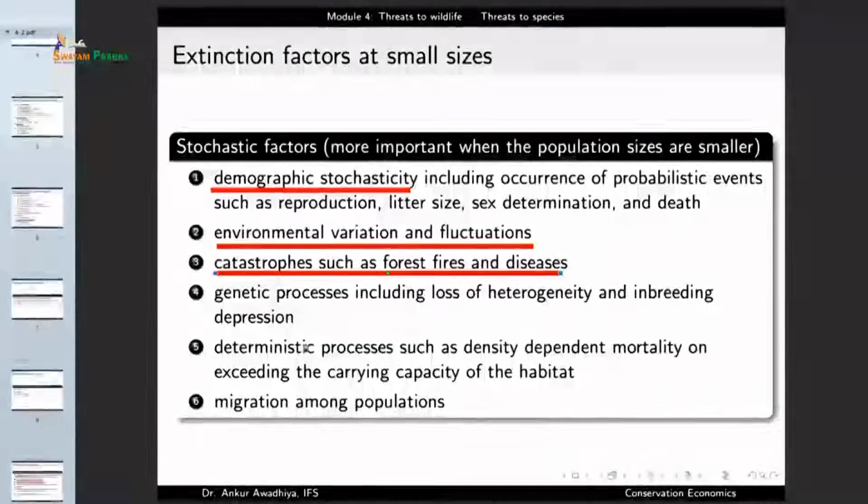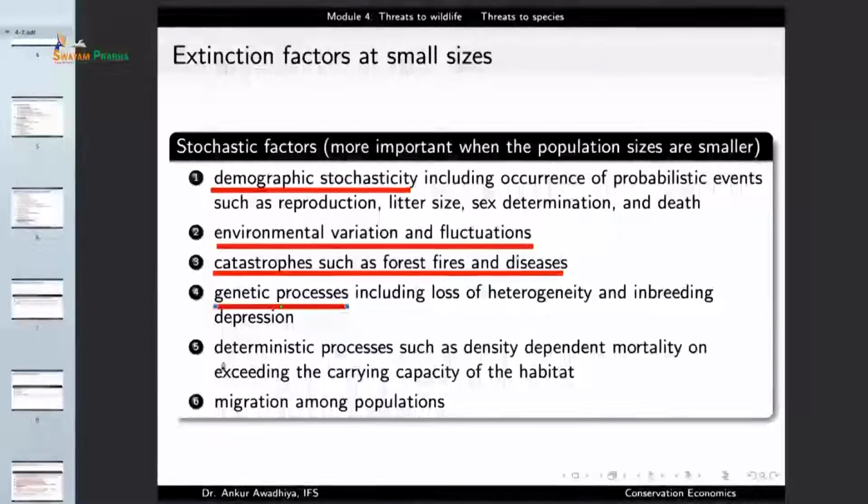And in such scenarios, we will find a number of recessive disorders that come up in these populations. So we will start seeing recessive diseases, which would not have expressed themselves had this population size been larger, and had these breedings occurred between individuals that were not related to each other. But now, because the population size is small, there is a much greater chance that inbreeding depression occurs. And that would be a genetic process that is leading to extinction because of the stochasticity involved. Or we have things like deterministic processes, such as density dependent mortality on exceeding the carrying capacity of the habitat.